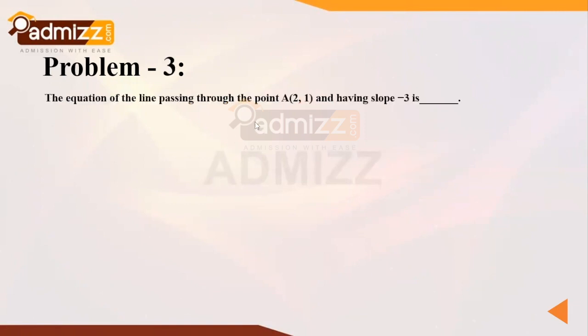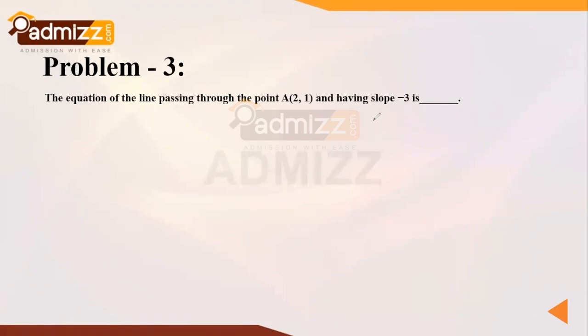The equation of the line passing through the point (2, 1) and it has the slope value as -3. Okay, so how to simplify this? The point value is provided to us, that is (2, 1), and the slope value is -3. So the slope point form comes into picture.